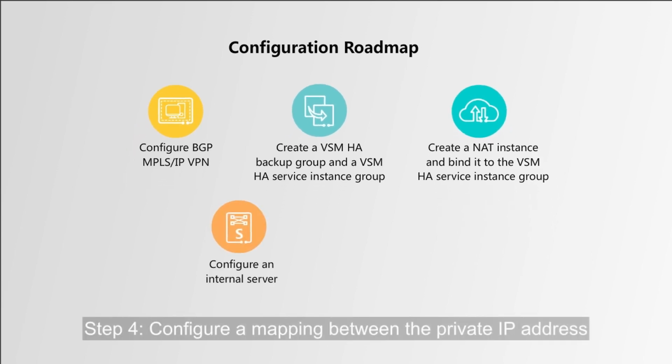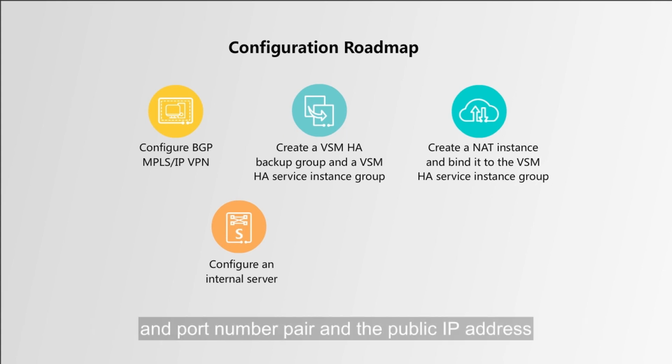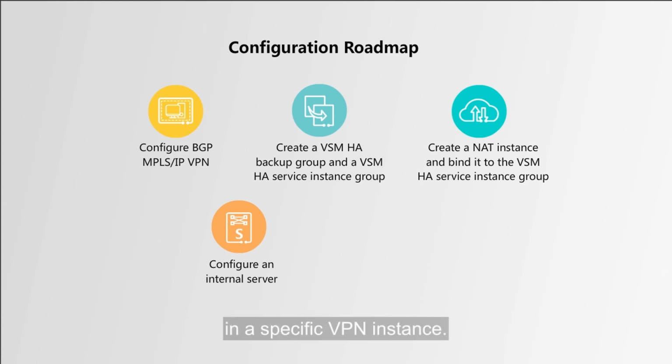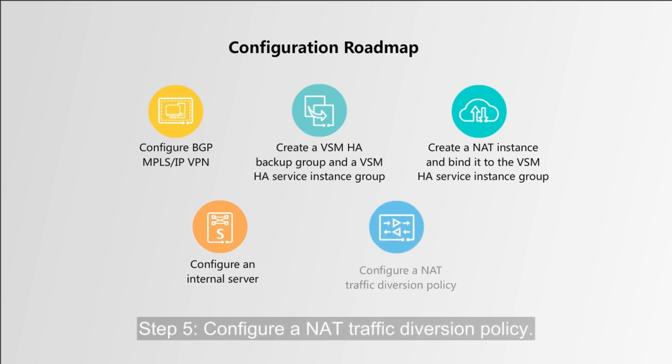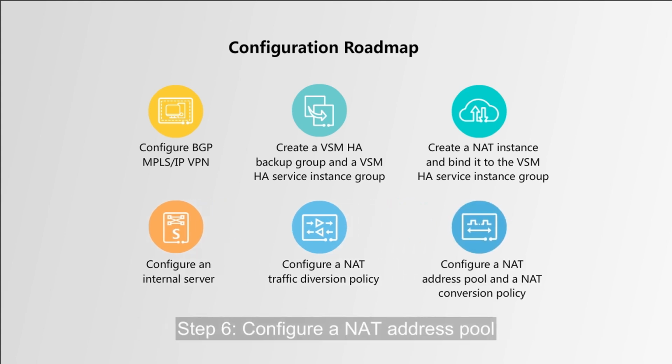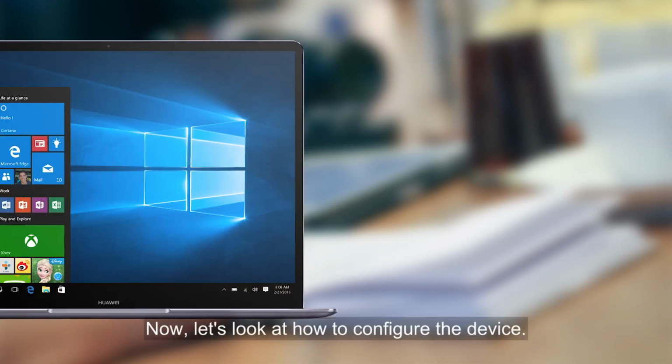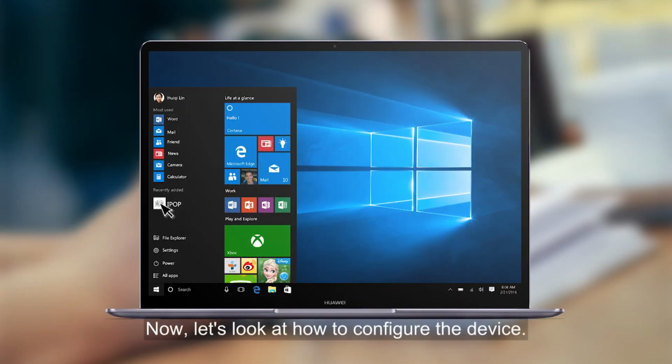Step 4. Configure a mapping between the private IP address and port number pair and the public IP address and port number pair for an internal server in a specific VPN instance. Step 5. Configure a NAT traffic diversion policy. Step 6. Configure a NAT address pool and a NAT conversion policy. Now, let's look at how to configure the device.